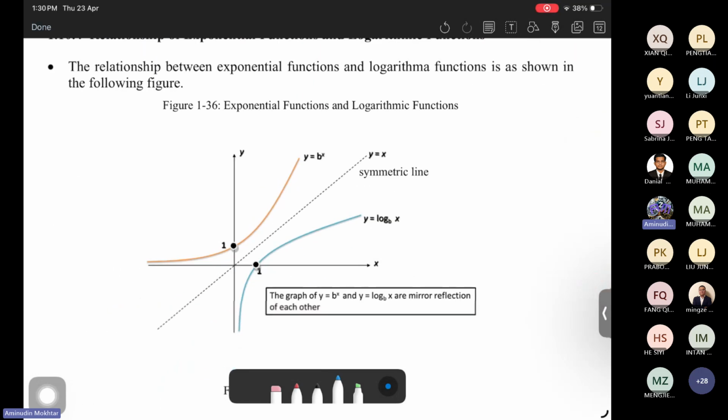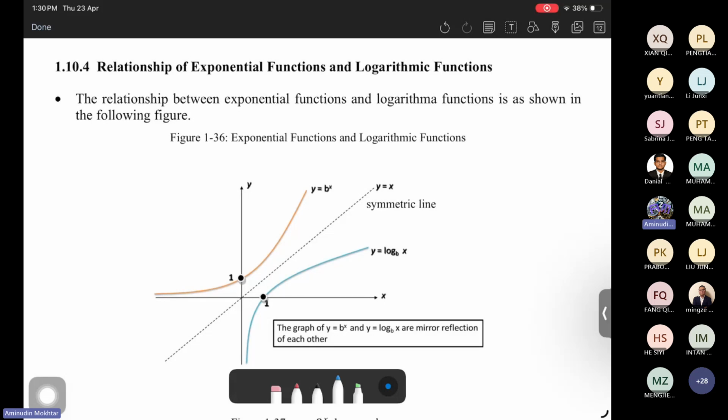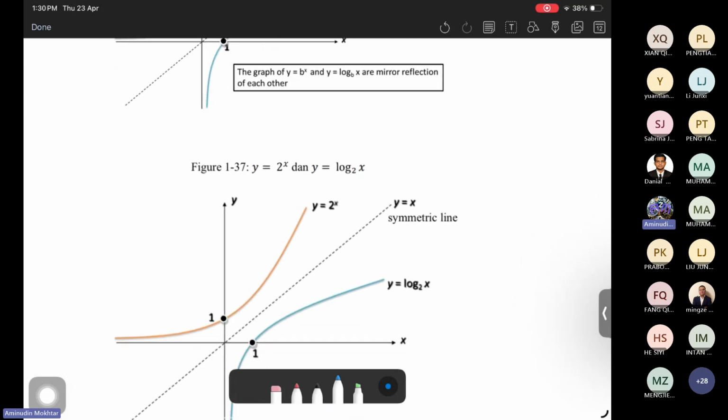And then the last one is about the relationship when we draw the exponential function and the log function, as you can see here.